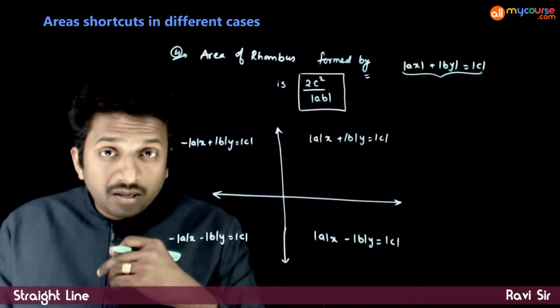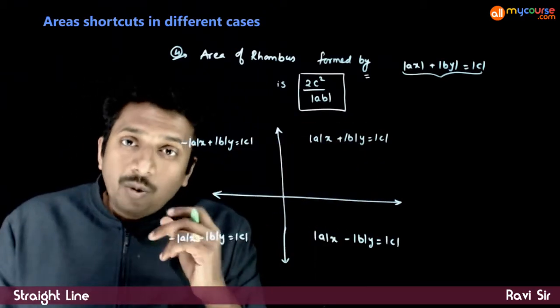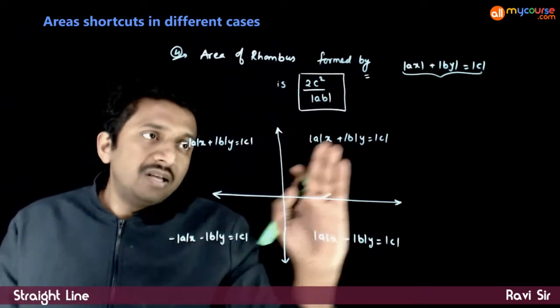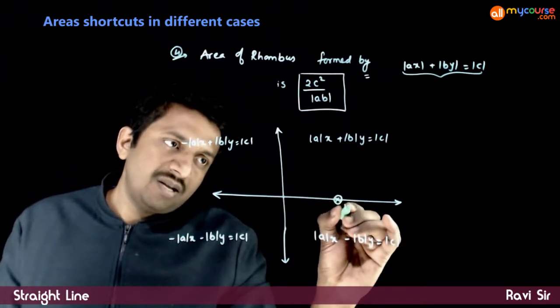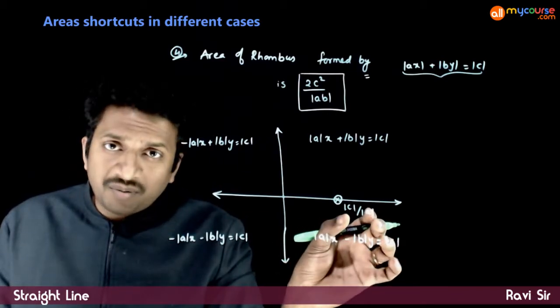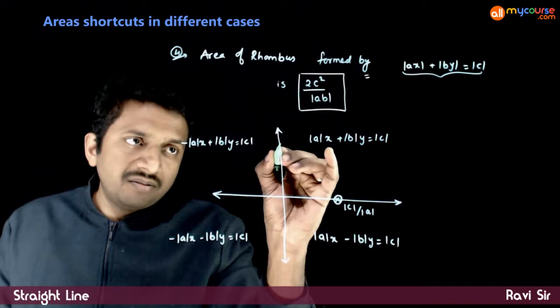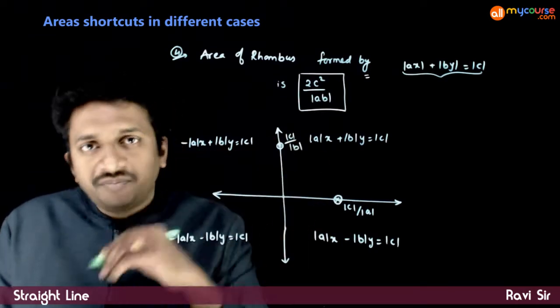Now, how do we plot these lines? We have already seen how to plot lines. We just need to find the x-intercept and the y-intercept. What is the x-intercept? Mod C by mod A. So let us say this is mod C by mod A, which is obviously a positive number. And what is the y-intercept? Mod C by mod B. So this is mod C by mod B.